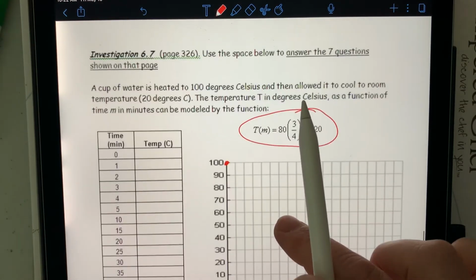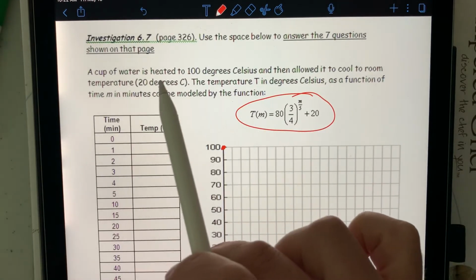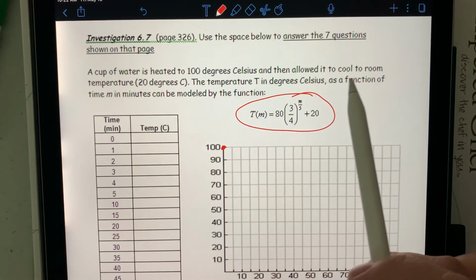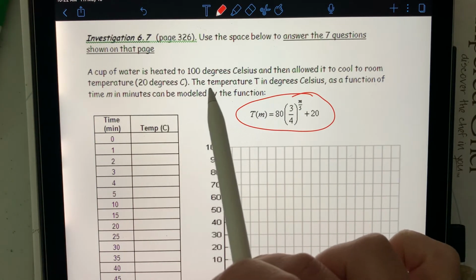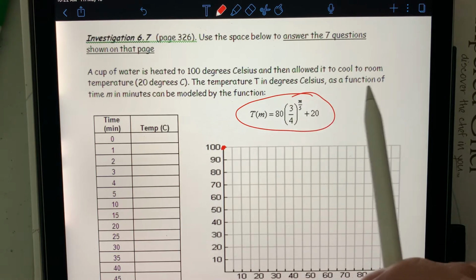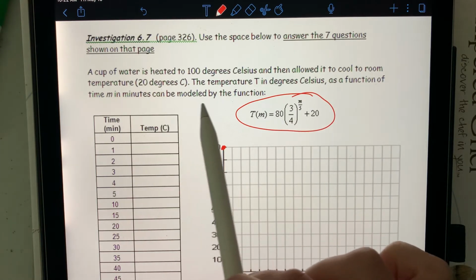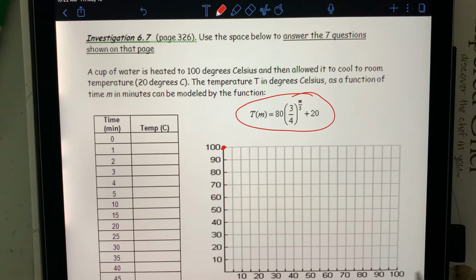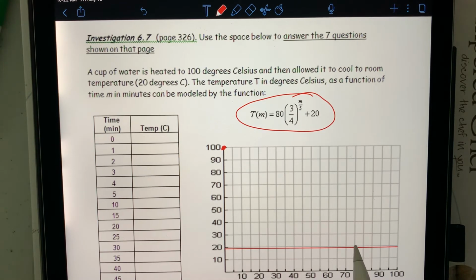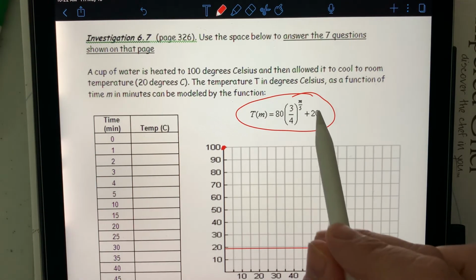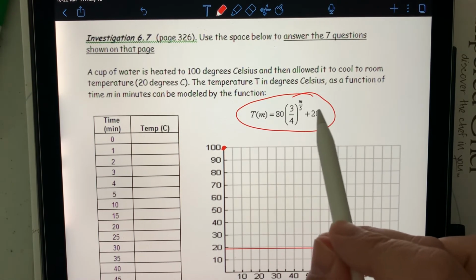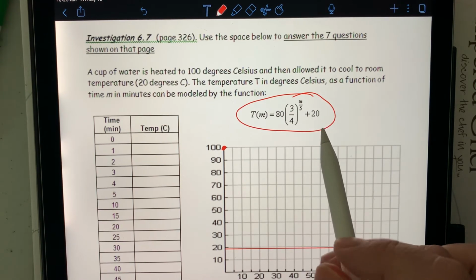Okay, so let's see what the situation was. A cup of water is heated to 100 degrees Celsius and allowed to cool down to room temperature, 20 degrees. The temperature T in degrees Celsius as a function of time m in minutes can be modeled by the function, which means that if 20 is room temperature, that's as low as it's going to go. That's going to be my asymptote. Remember that our asymptote used to be y equals 0? Well, now my room temperature is 20. So that last number actually gives us the asymptote, how low it's going to go.